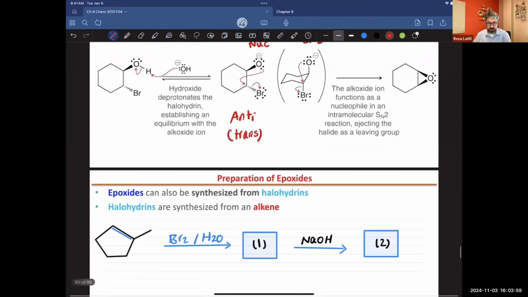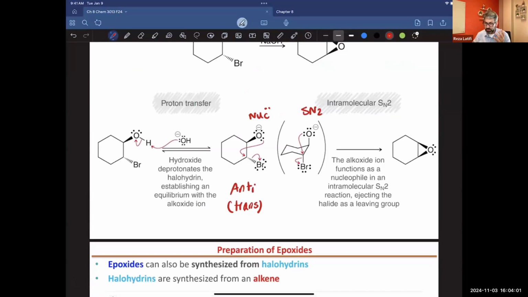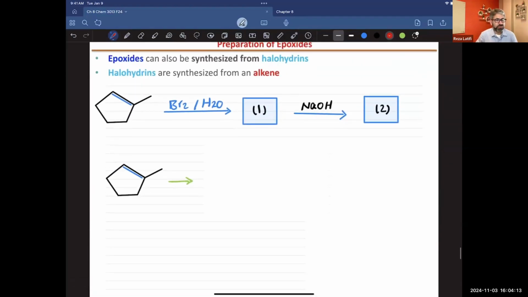And again, I'm talking about a cyclic system. And remember, if it's a single bond, you can always have rotation. And this one is a single bond, but still I have a ring, and because it's a ring, I cannot have rotation.